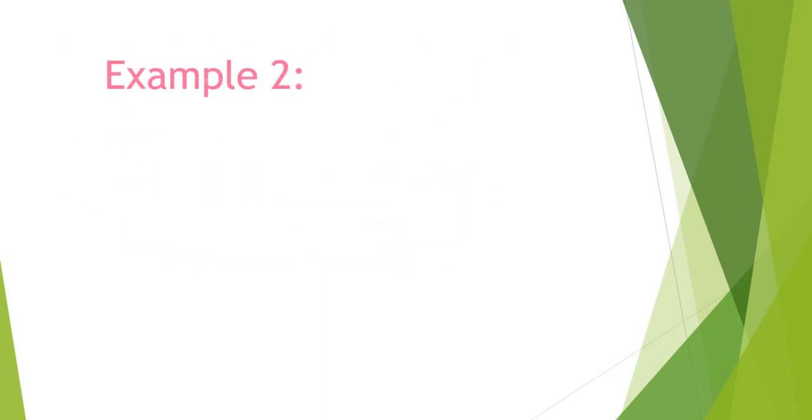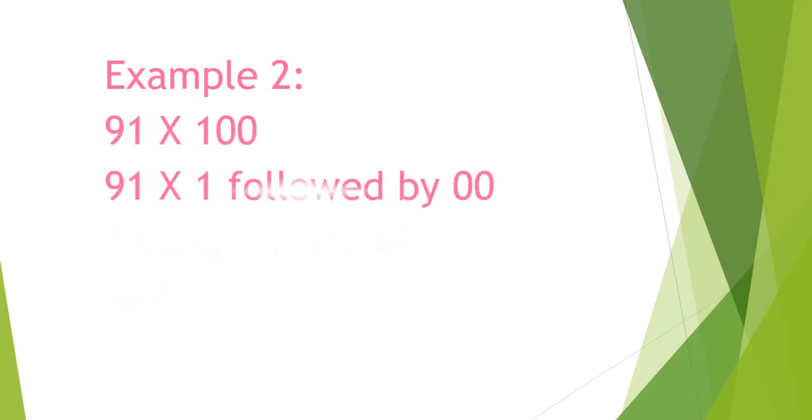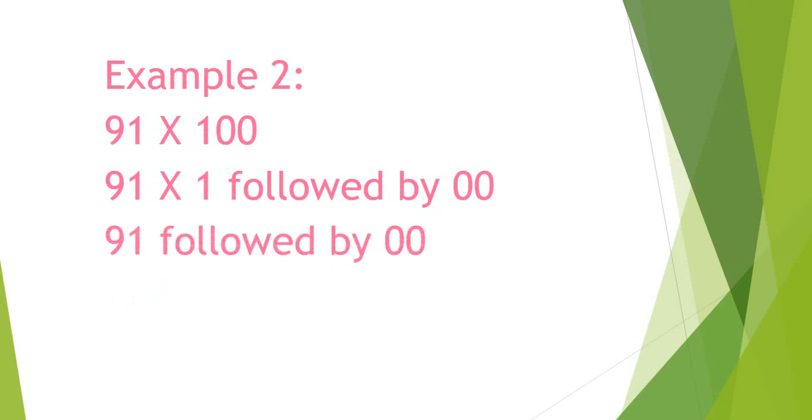Example 2. 91 multiply 100. So 91 multiply 1 followed by 2 0s. 91 ones are 91 followed by 2 0s. So 91 and 2 0s, it becomes 9100.